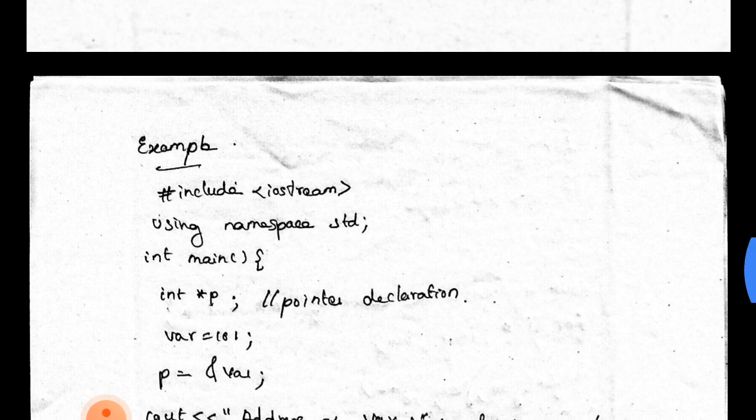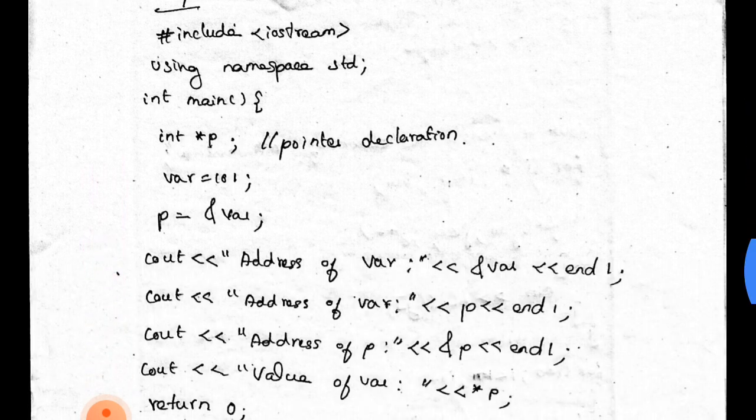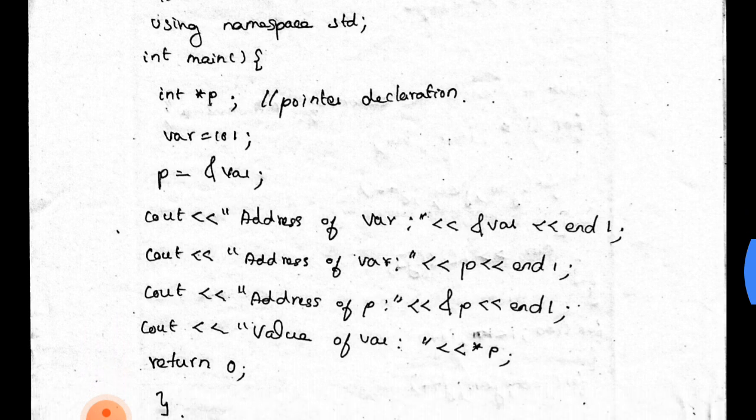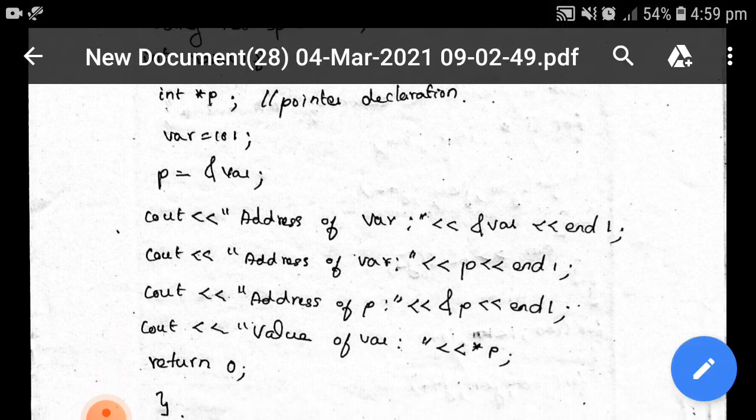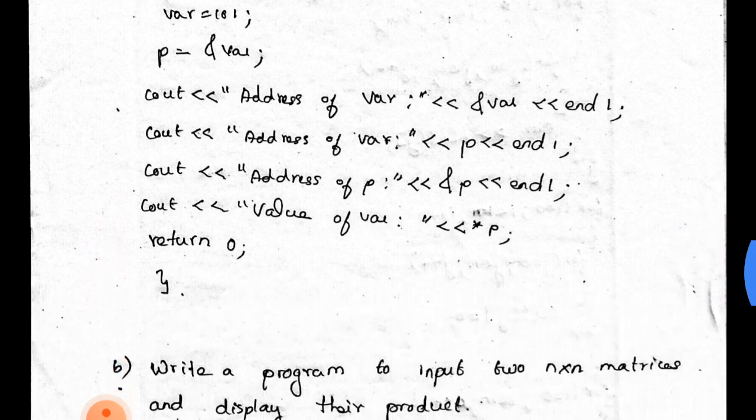unary operator. Then the example program: here the library function, then the main function, here the pointer is declared, then assigning a variable equal to 101, then this location is assigned to the pointer variable, then declare the output. Cout equal to address of variable, here the pointer reads the variable location and returns the output.